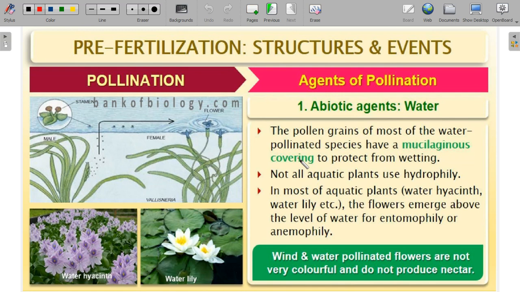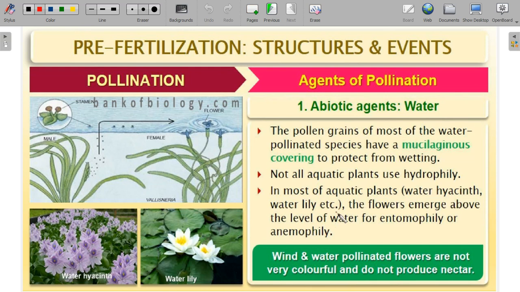Not all aquatic plants use hydrophily. Take most aquatic plants, like water hyacinth, called terror of Bengal. What is the propagation method of water hyacinth, children? Option A, offset. Option B, stolon. Offset. They propagate by means of offset.